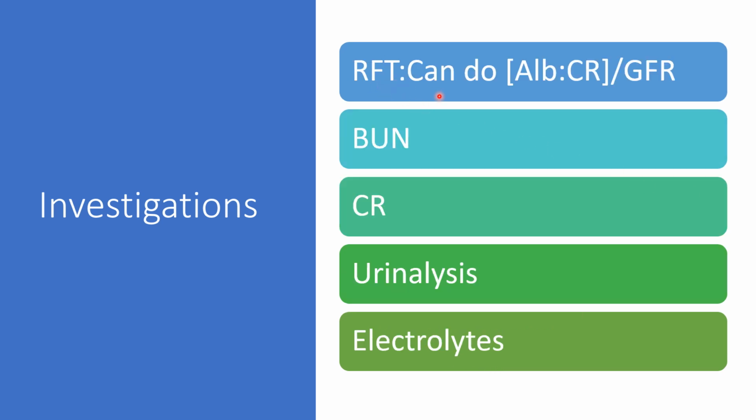Renal function test, you can do albumin to creatinine ratio or glomerular filtration rate. But even if you can't do that, we must do blood urea nitrogen, creatinine, urinalysis. That is not diagnostic, but it's going to be a pointer, like I've said, and of course, electrolytes.